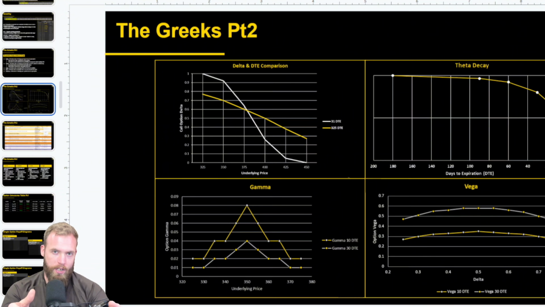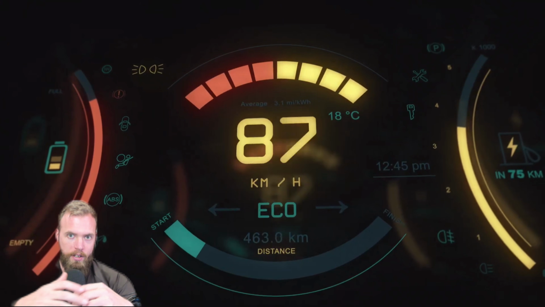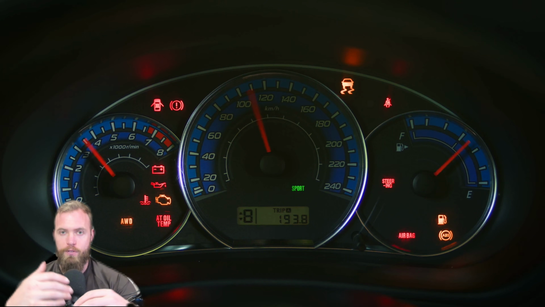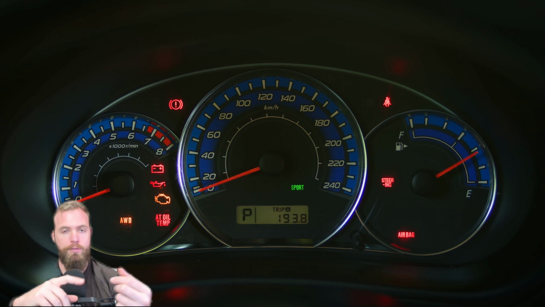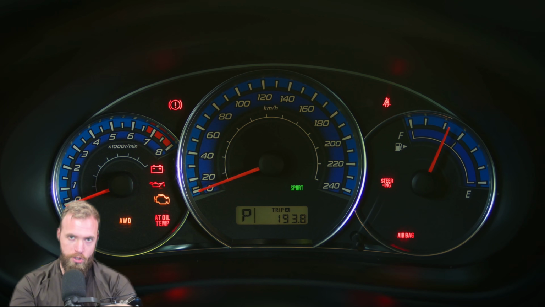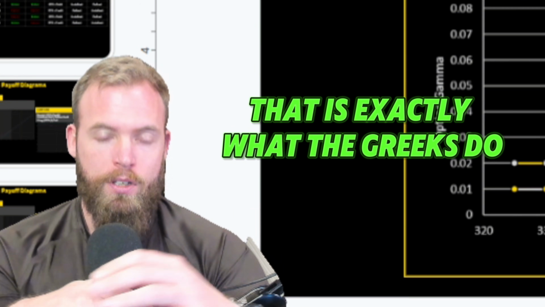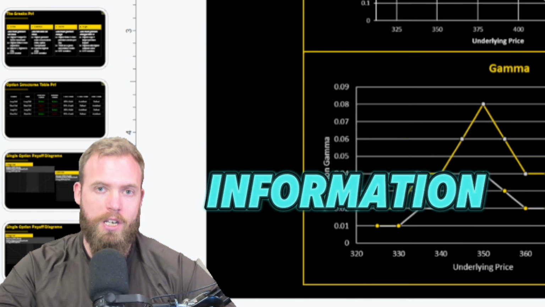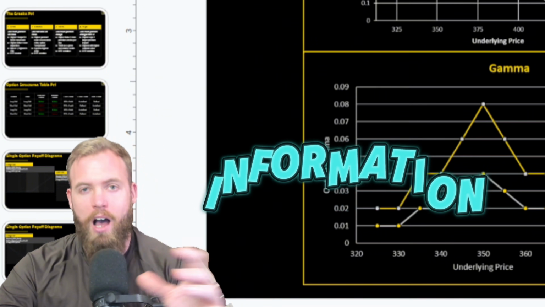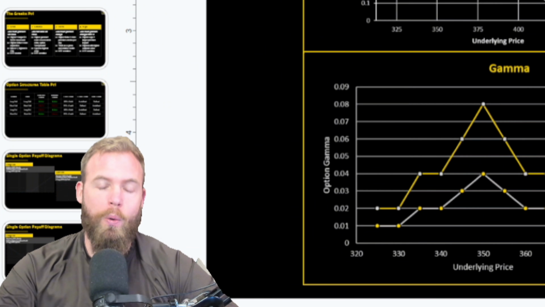The way to think about the Greeks is they're like the instrument cluster to your car. It gives you a lot of information. It tells you if your car is running hot and potentially going to overheat. It tells you if your oil pressure is good, if your oil temperature is good, and so on and so forth. That is exactly what the Greeks do. So they can seem overwhelming, but really they just give you information on how an option or grouping of options, known as a structure or strategy, is going to behave.